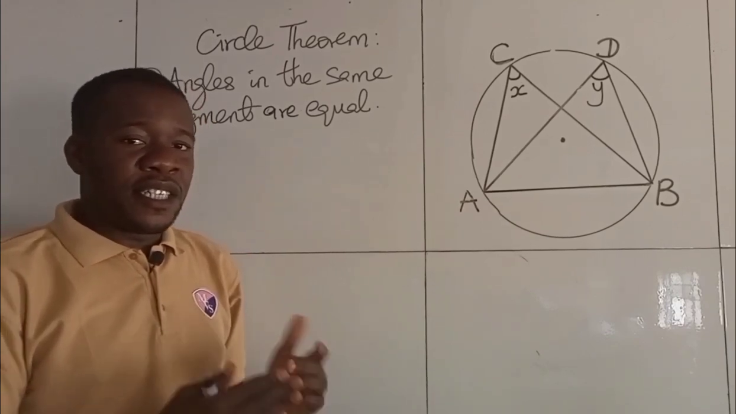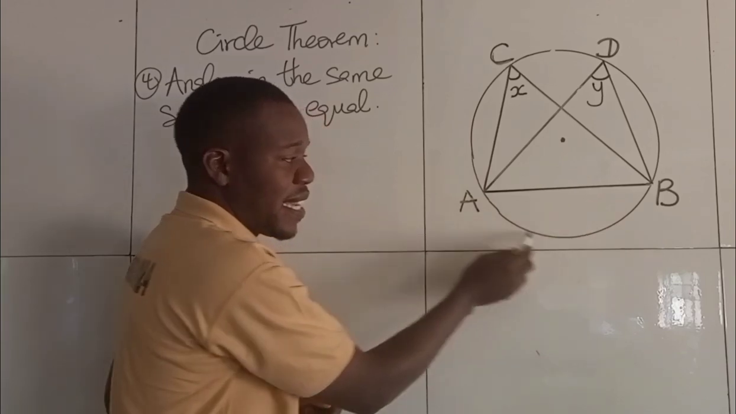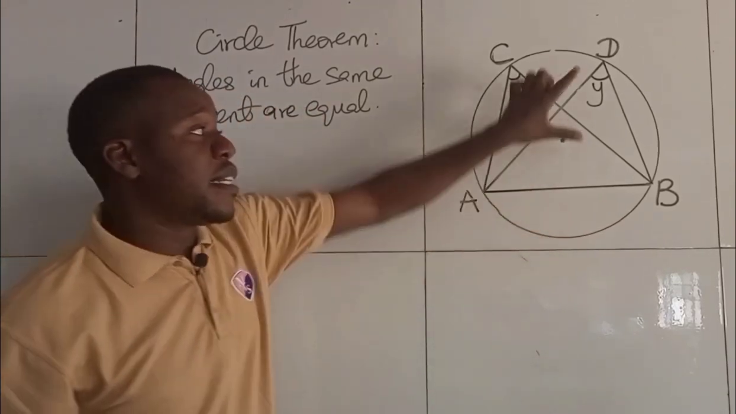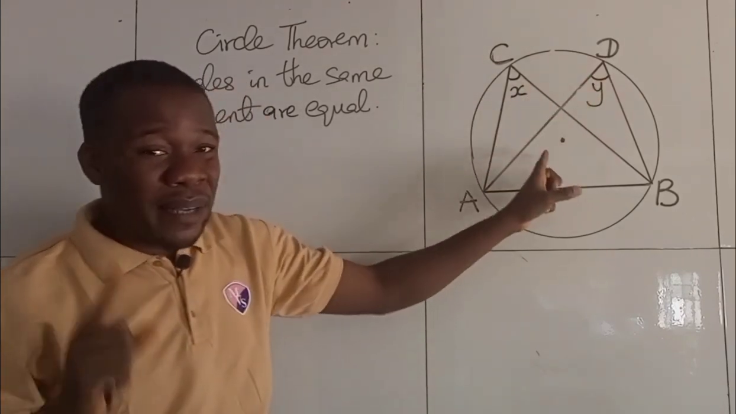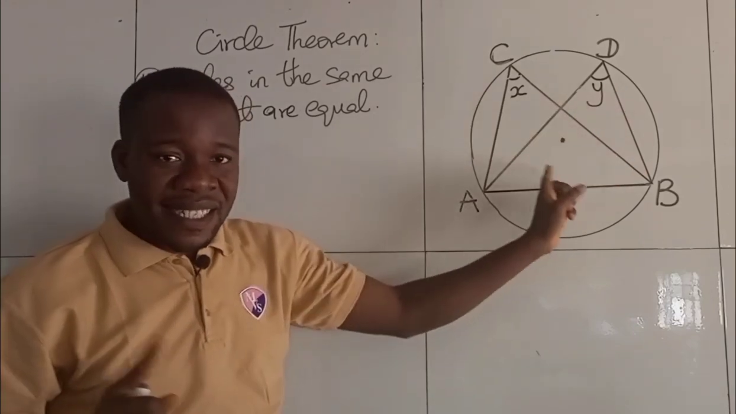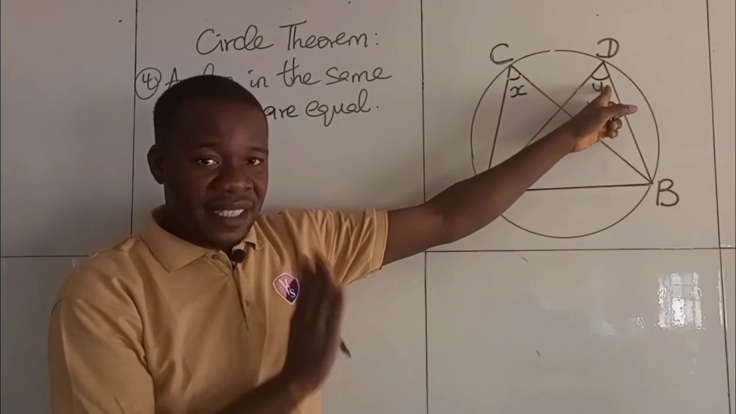Remember, a segment is a region bounded by a chord and an arc. So we have a chord and an arc, which makes this region a segment, the minor one because it's small, and then this particular region, the major segment because it is big. So everything here is at the same segment. So this angle and this angle is at the same segment.